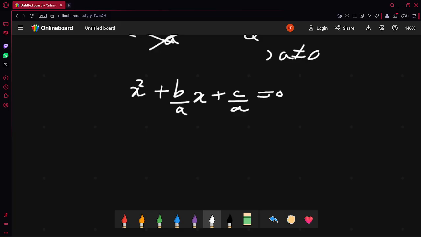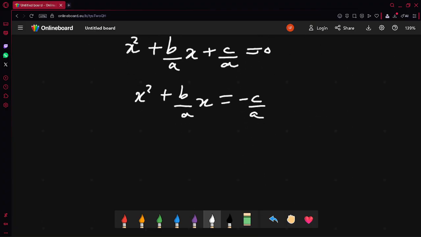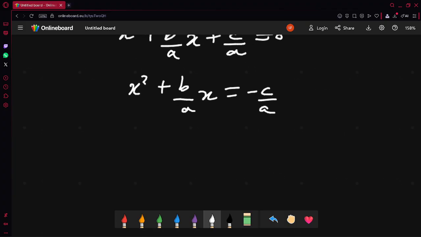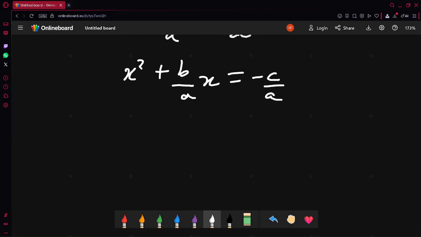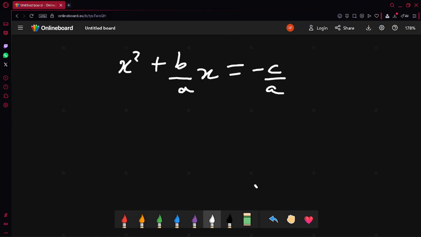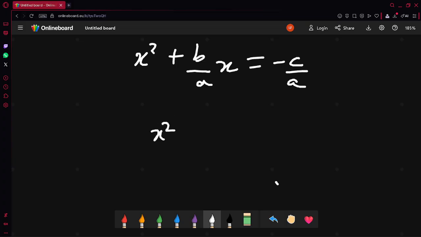Now, we subtract c over a from both sides. This is a method used for solving quadratics called completing the square, which I will make a tutorial on. This part isn't really important for your preparation for an exam or anything. This is just a derivation of the quadratic formula, but if you know completing the square, then you can follow along. We're going to add b over 2a, whole squared, on both sides.